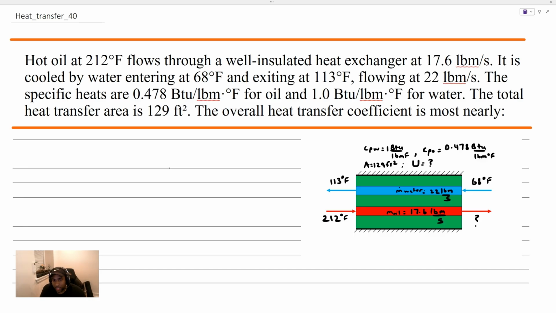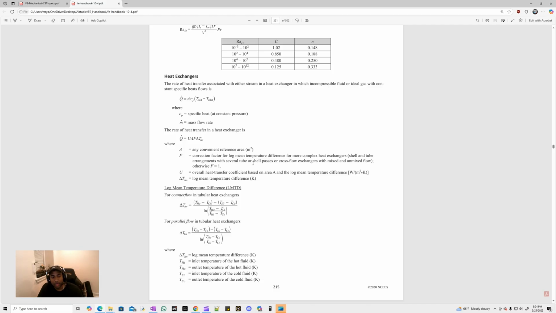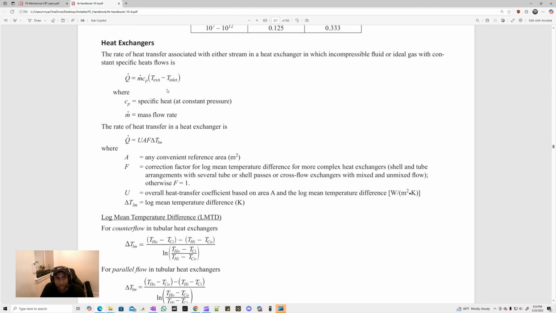Okay, so we have a heat exchanger here. Let's go ahead to the heat exchanger section here in the FE exam reference manual. On page 215, under the heat transfer subject, you can find this heat exchangers section here. And we're given some things about the heat transfer that you can find from either the hot fluid or the cool fluid. And that's just m Cp delta T. You can also see that U term that we're looking for, the overall heat transfer coefficient.